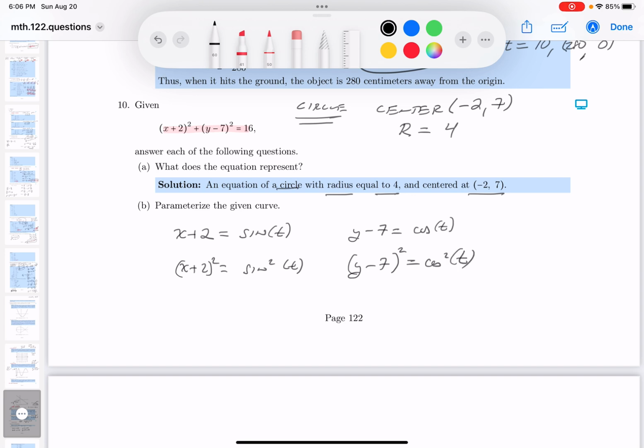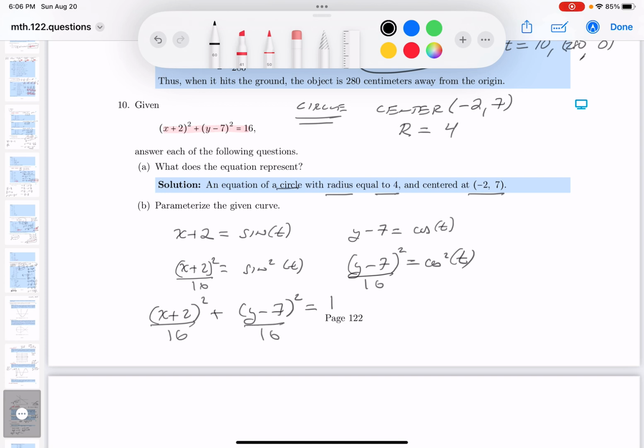I know if I add those two things together, I would get 1, right? Let me put that down for you. So if I wrote down x plus 2 squared plus y minus 7 squared, I would get 1. Right? I don't want 1. I want 16. So let's think about this, and I'm going to write it down. I'm going to put a 16 here and a 16 here. And what would I get over there? 16, 16. I get what I want.